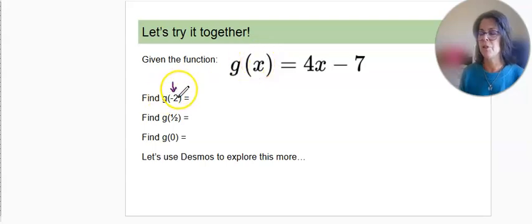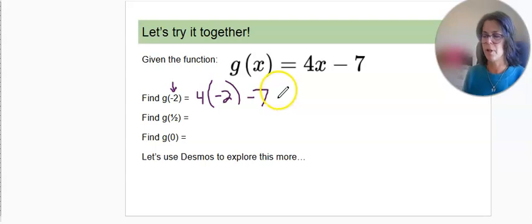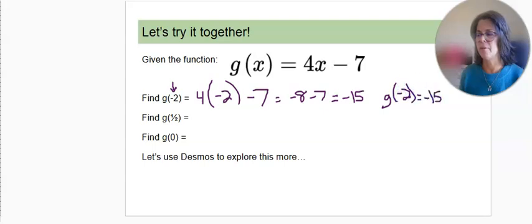So they've already written g of -2. I see wherever I have an x, I'm going to plug in a -2, and I'm going to do it in parentheses, because you don't want 4 and -2 written next to each other without parentheses. It'll look like 4 minus 2. Remember, 4 times -2 is -8 minus 7, and you can do this in the calculator, is -15. So that means g of -2 is equal to -15.